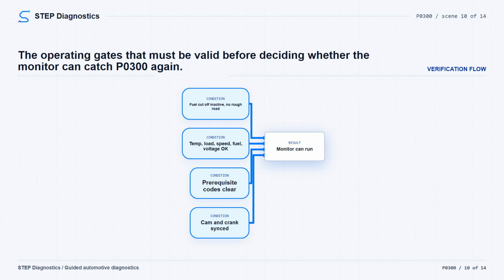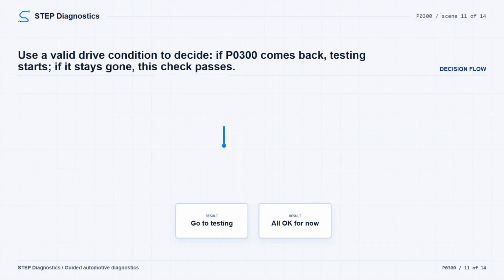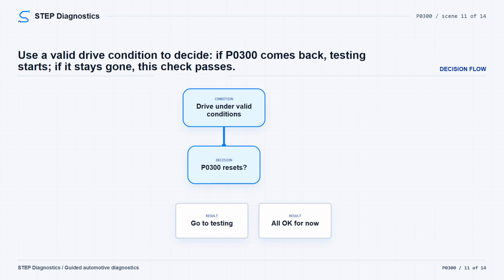DTC P0315 is set. The crank and cam signals need to be synchronized. Fuel cutoff inactive. Rough road not detected. And the prerequisite codes not set. Once those gates are met, the monitor runs continuously. Then operate the vehicle within the conditions that run the P0300 monitor, or reproduce the captured conditions from the stored data. If P0300 does not reset, this path is all okay at this point. If it does reset, go into circuit and system testing.